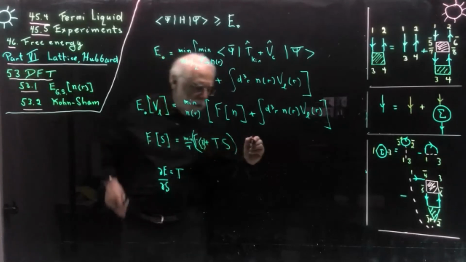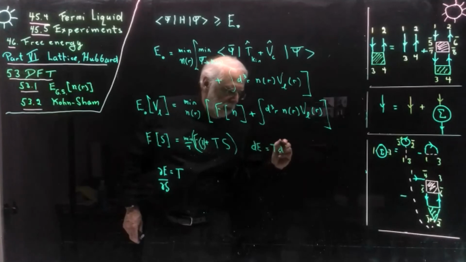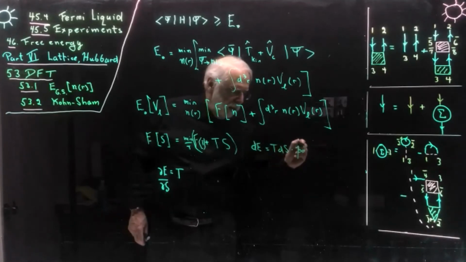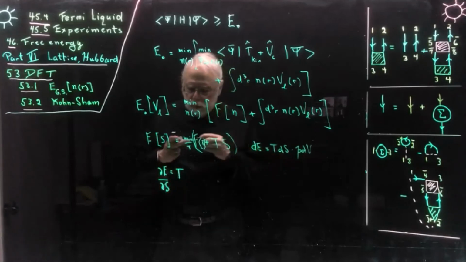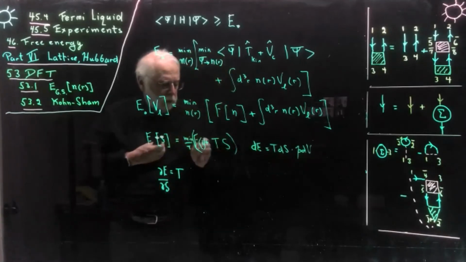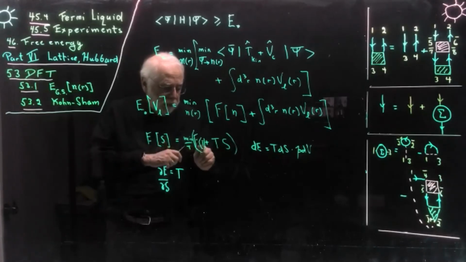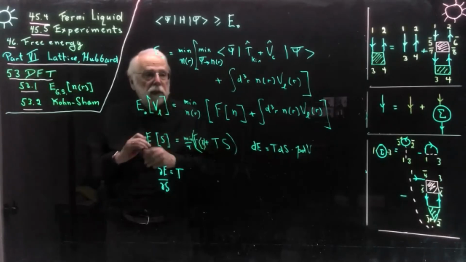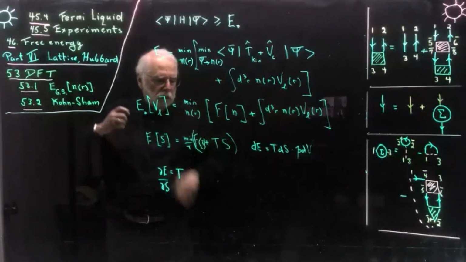Okay, so that you get dE equal TdS minus PdV, and the temperature is the derivative of the energy with respect to the entropy. So the energy is the Legendre transform of the free energy, and the free energy is the Legendre transform of the energy. So here we have exactly the structure of the Legendre transform.